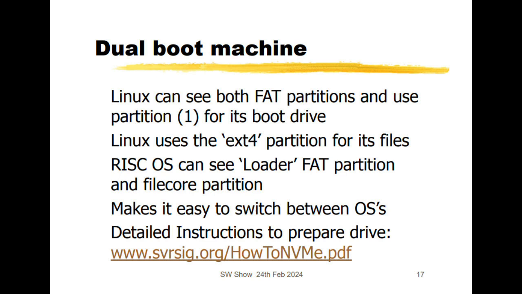Linux can see both FAT partitions, and it can use partition 1 for its boot drive. There's no other storage plugged in apart from the eMMC, which has only got RISC OS on it. Linux is completely using the NVMe drive to boot from. It makes it easy to switch between the operating systems, and there are detailed instructions on how to prepare the disk.